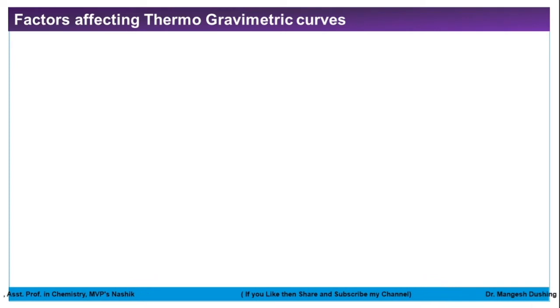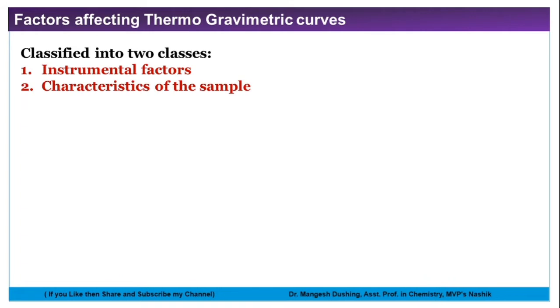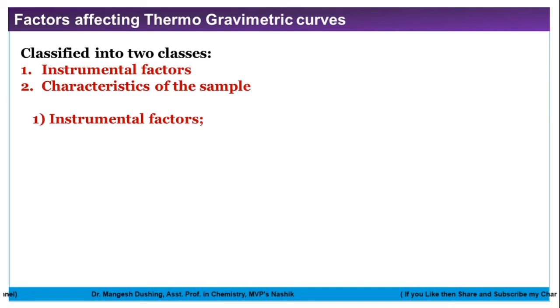Now friends, we will see factors affecting the thermogravimetric curves. The factors which affect the thermogravimetric curves can be classified into mainly two classes. First one is instrumental factors and second one is characteristics of the particular sample. First, we will see instrumental factors. The first factor is the heating rate.